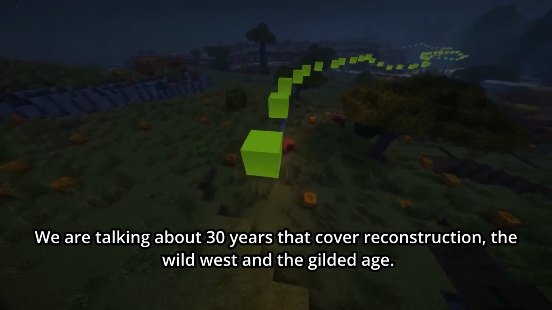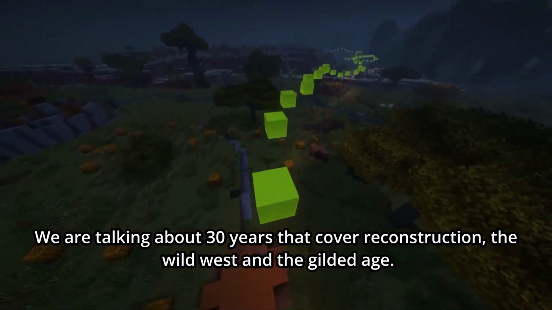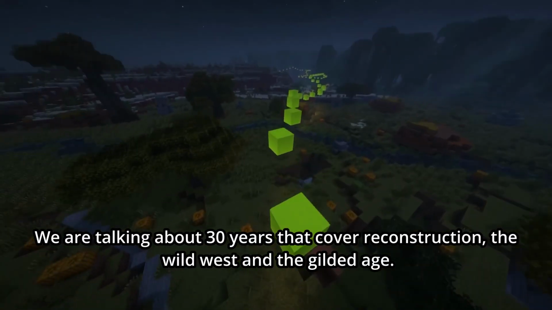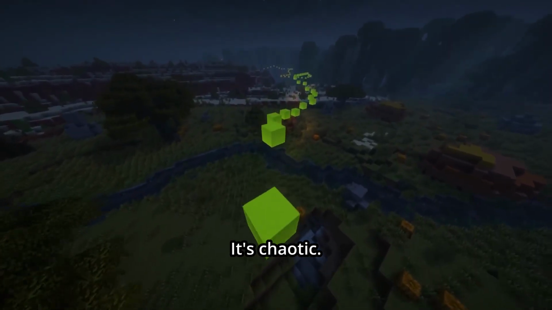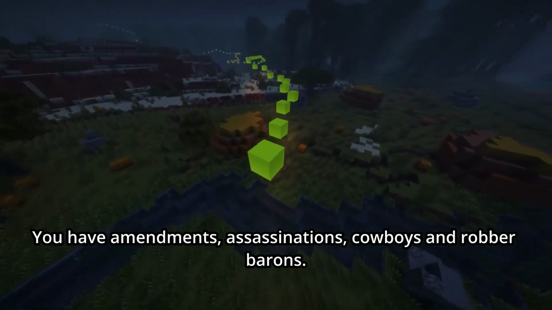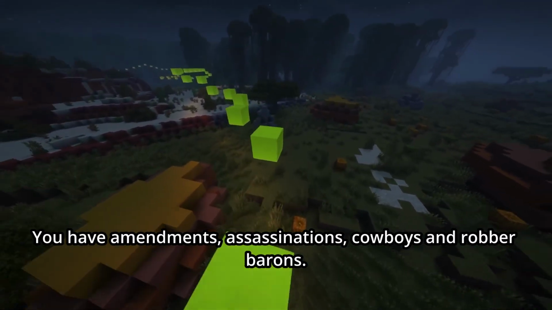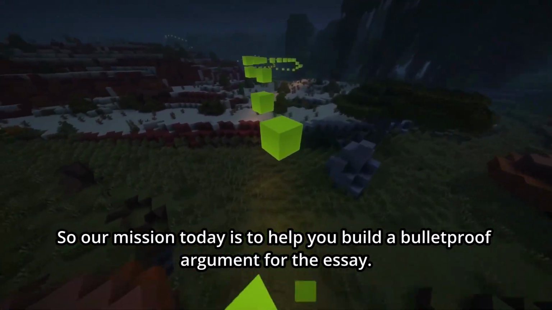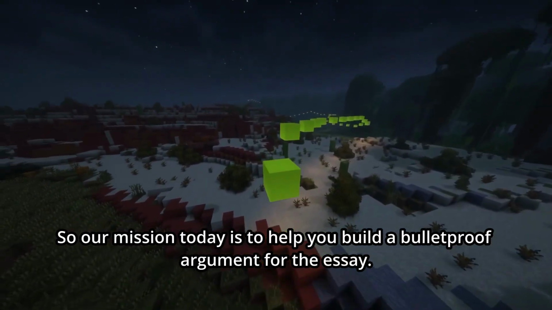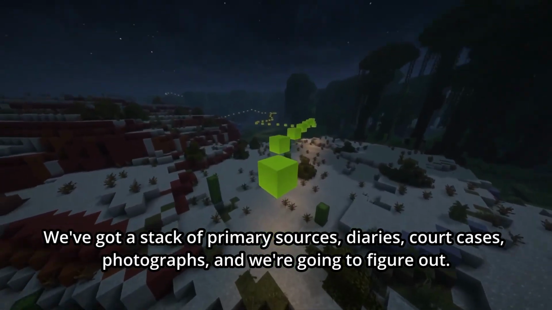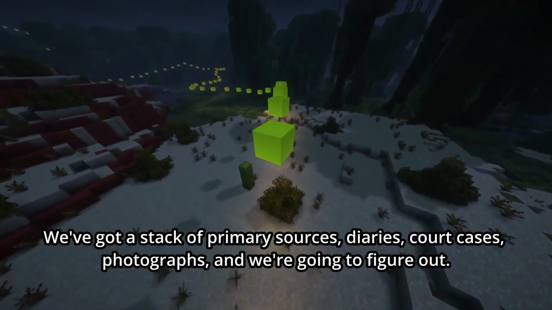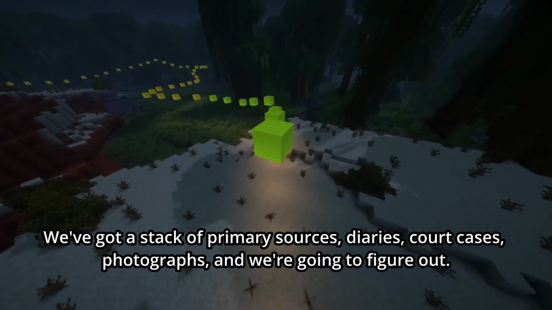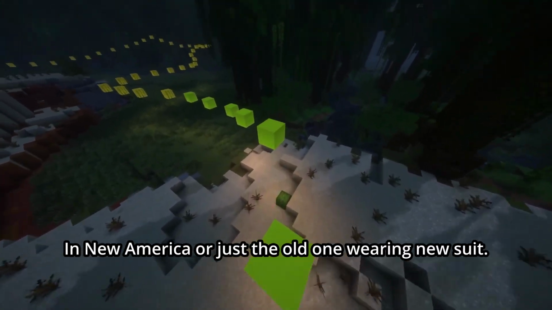We are talking about 30 years that cover Reconstruction, the Wild West, and the Gilded Age. It's pure chaos. You have amendments, assassinations, cowboys, and robber barons. So our mission today is to help you build a bulletproof argument for this essay. We've got a stack of primary sources, diaries, court cases, photographs, and we're going to figure out, was this a new America or just the old one wearing a new suit?